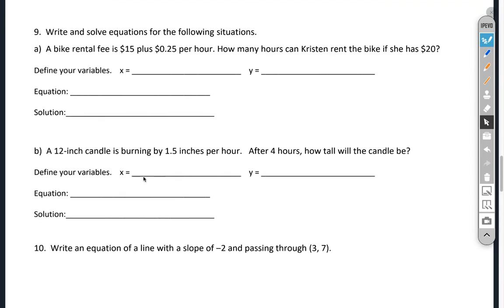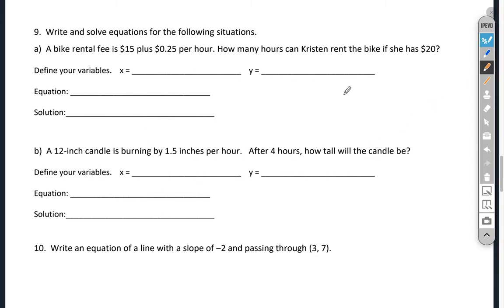Okay, so now we're getting into some word problems. So hopefully you remember these. We just did this lesson, but I know that these can seem complicated. It is not necessarily complicated. It's just a lot of material that you have to be able to interpret. So that's what we're going to do right now, go over these word problems. So it says a bike rental fee is $15 plus 25 cents per hour. How many hours can Kristen rent the bike if she has $20?